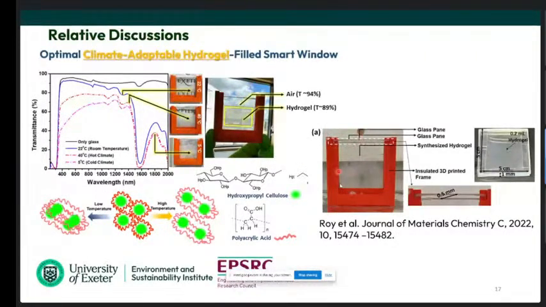You can see this is a window, and I have a demo right now. We fill the hydrogel over here. You can see the hydrogel change its transparency and block NIR light according to different temperature changes: 22 degrees, 40 degrees, 5 degrees. The transparency of the material changes accordingly. This is what we call thermotropicity, which is very popular in the biomedical field but not in the energy field. So I try to take advantage of that property and bring it into energy.